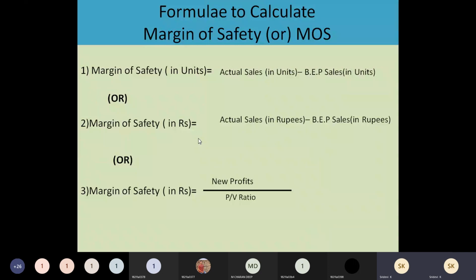So these are the three formulas that are available based on the information and based on the calculations that you have done. You use this calculation of margin of safety. Is that clear? So we will apply these PV ratio formulas and the margin of safety formulas for a particular problem. We will take a problem and we will discuss on that, how to apply this in detail.